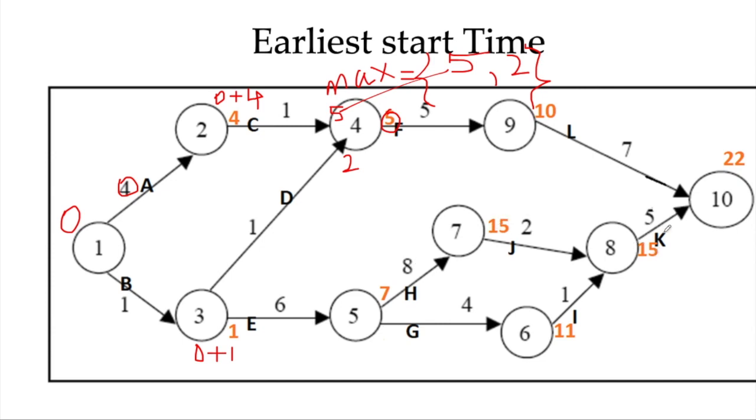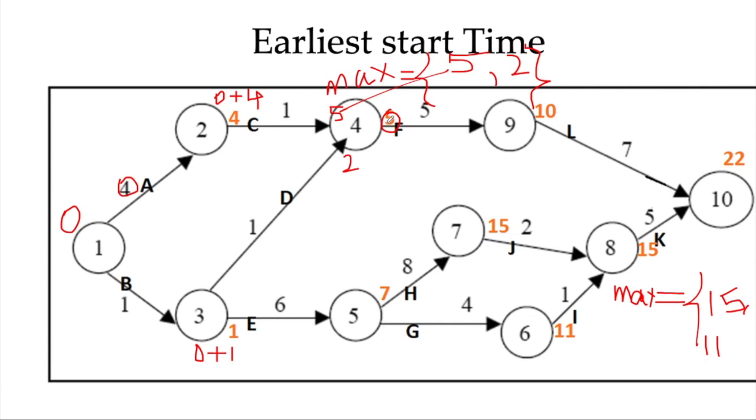And now to start activity K, activity K can be started only after activities J and I both have finished their processing. So how long will they take? Again here we require the max of these two events. So basically max of 15 and 11. So obviously this is 15.